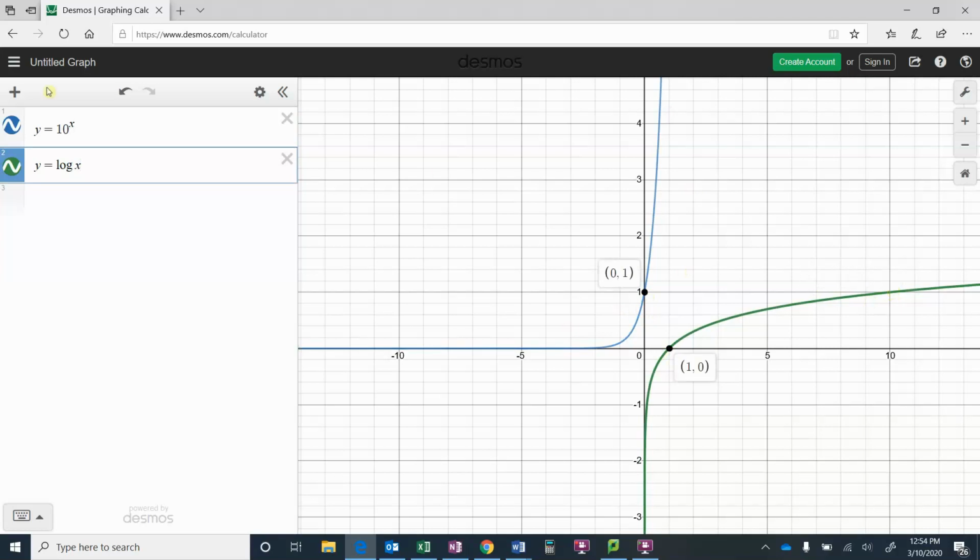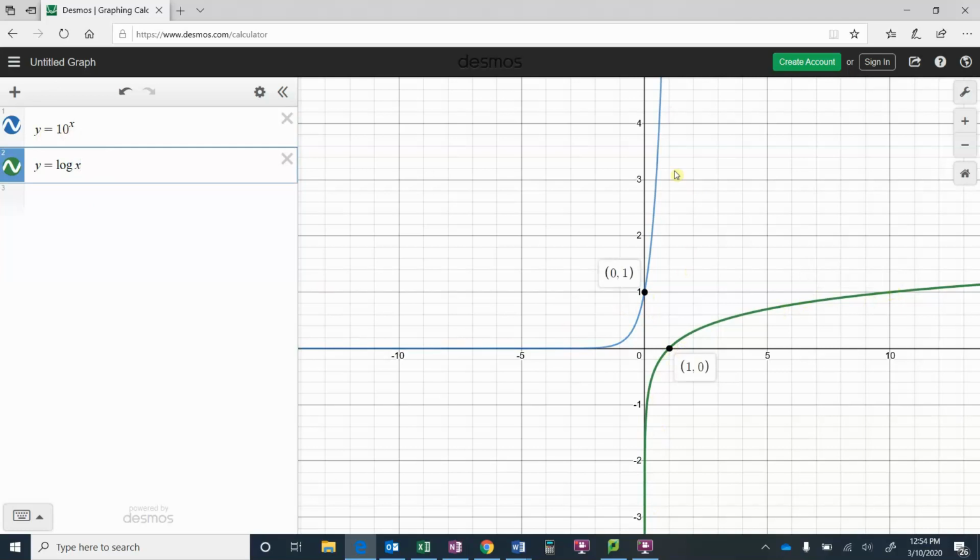So all the x and y values in this exponential function get swapped around, and we get this graph here, which we call y equals log x. So this is an inverse function. Y equals log x is the inverse function of the function y equals 10 to the x.